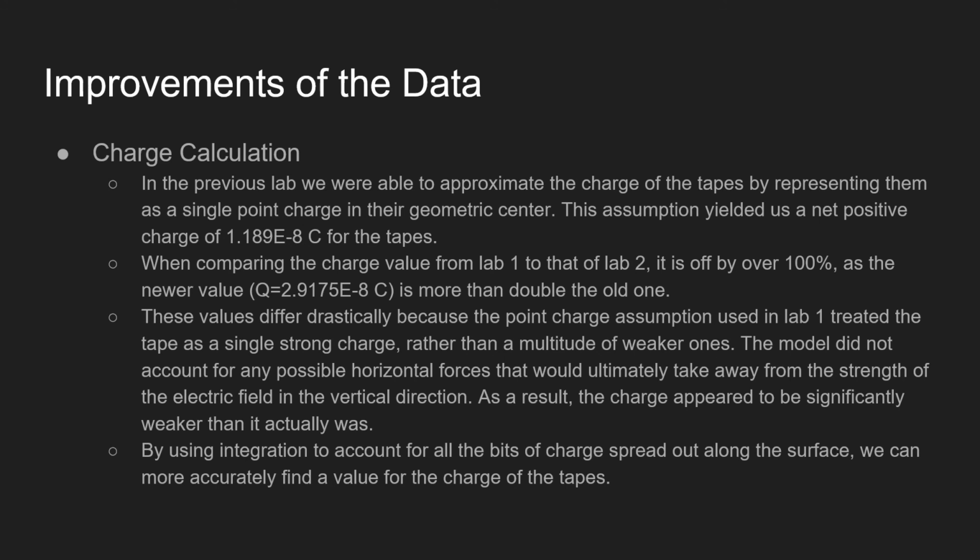These values differ drastically because the point charge assumption used in Lab 1 treated the tape as a single strong point charge, rather than a multitude of weaker ones. The model did not account for any possible horizontal forces that would ultimately take away from the strength of the electric field in the vertical direction. As a result, the charge appears to be significantly weaker than it actually was. And by using integration to account for all of the bits of charge spread out along the surface, we can more accurately find a value for the charge of the tapes.